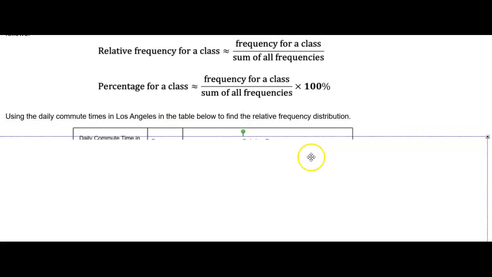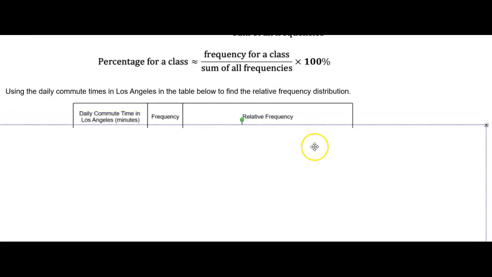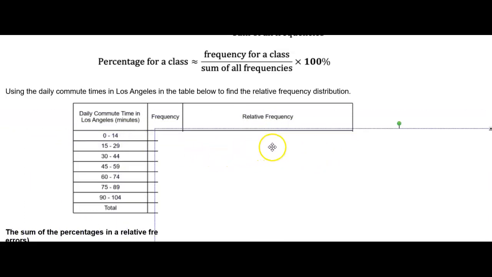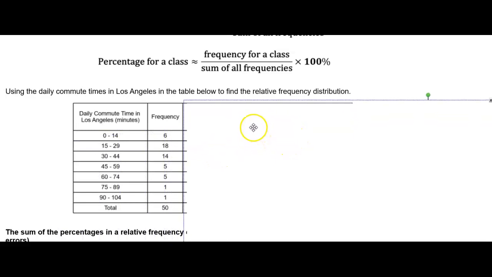So what we're going to do is use the daily commute times in Los Angeles in the table below to find the relative frequency distribution. Now, before we do that, we need to find the total of the frequencies. So here were our classes. Here is the frequency. So we need to add up 6 plus 18 plus 14 plus 5 plus 5 plus 1 plus 1, and that gives us a total frequency of 50. So that is the sum of all frequencies.